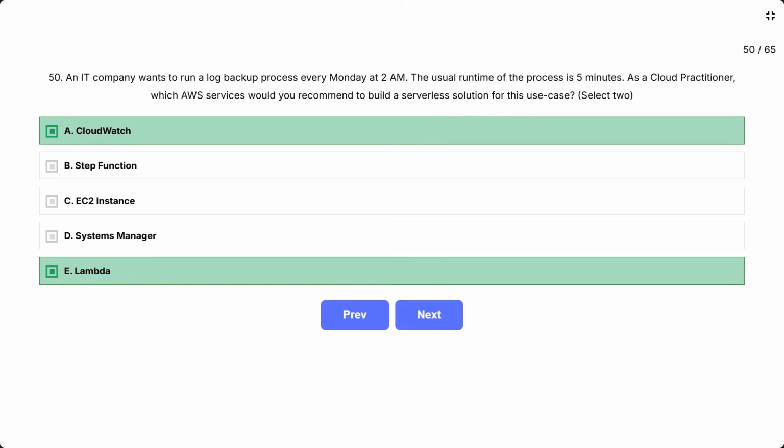Why the other options are incorrect? Step Functions, B, orchestrates complex multi-step workflows, overkill for a simple scheduled task. EC2 instance, C, a server-based solution, not serverless, and costly for a 5-minute weekly job. Systems Manager, D, used for managing infrastructure and patching, not for serverless scheduling. Quick memory tip: scheduled plus serverless equals CloudWatch triggers Lambda, always.